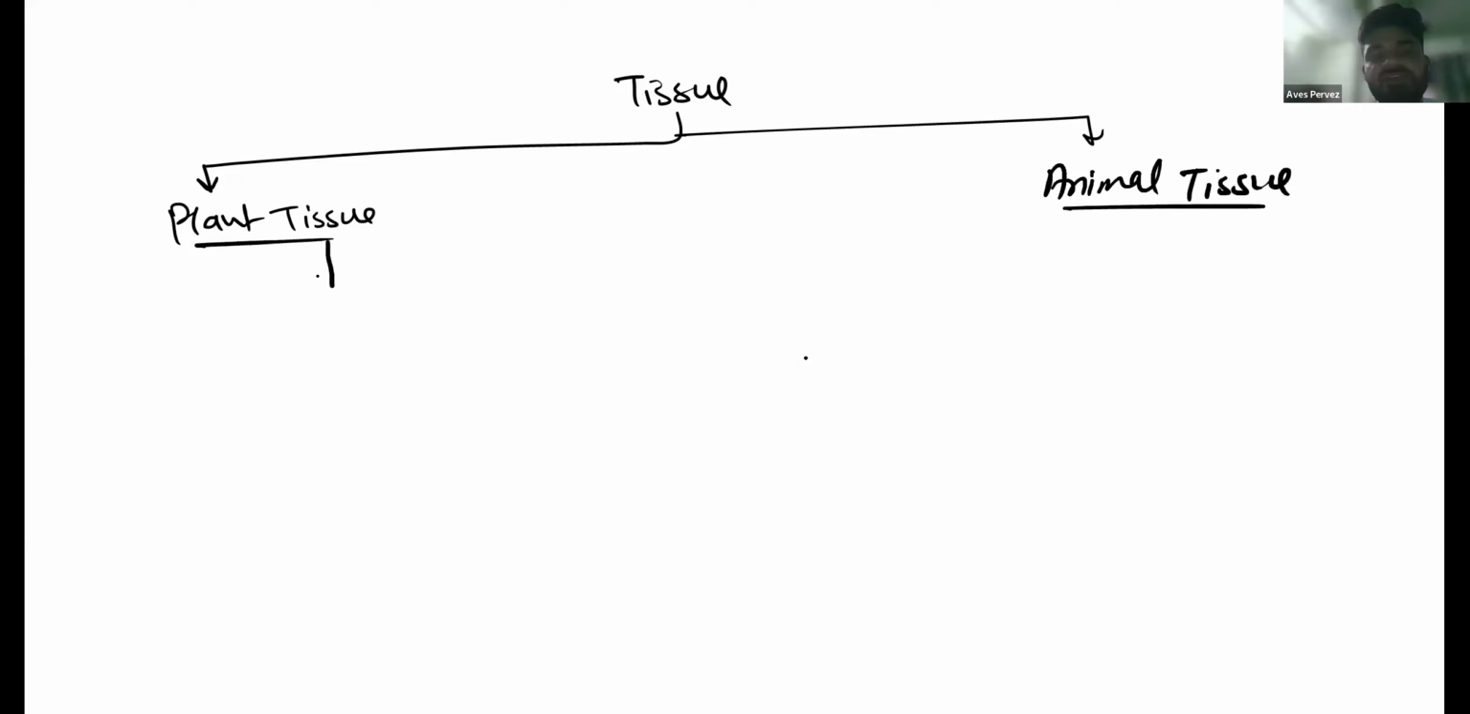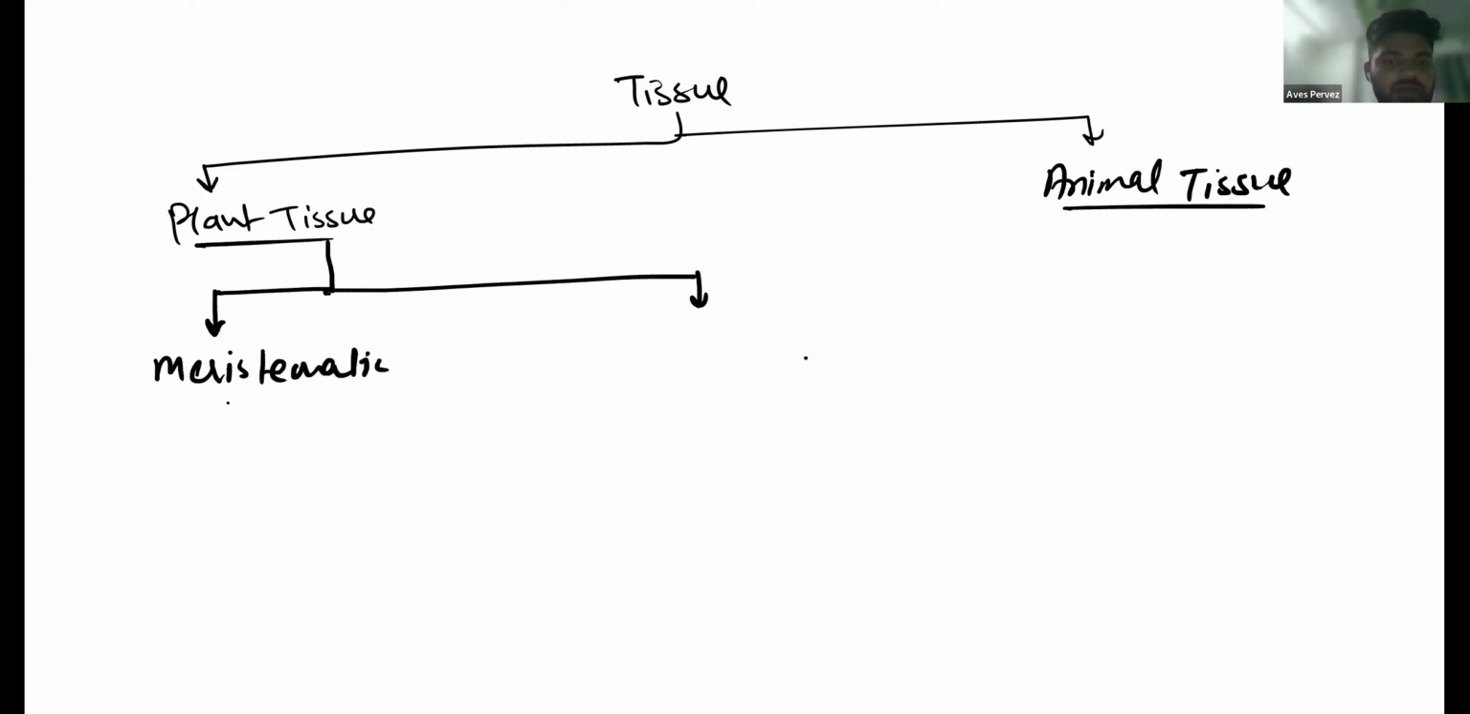Now, plant tissue has been divided also into two parts. One is the meristematic tissue, another one is the permanent tissue. We have divided plant tissue broadly into two categories. Animal tissue we're going to discuss later. This meristematic tissue has been further divided into various types, and permanent tissue has also been divided into various types. Got it?